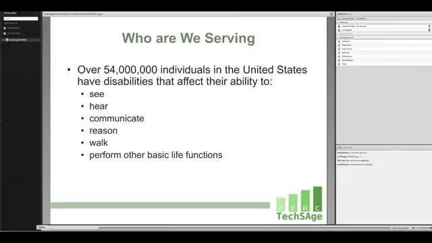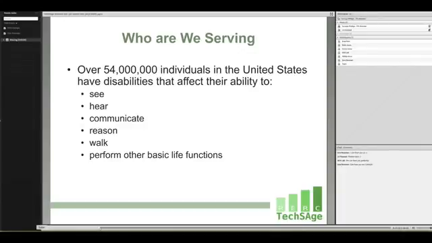I always say this, and it kind of makes me giggle a little bit, that this club, this 54 million, is a growing number because we have individuals that are aging, that are coming to us wanting to learn more about technology. How can they stay in their homes longer without having to transition into assisted living communities or nursing homes, rehab centers, things like that.